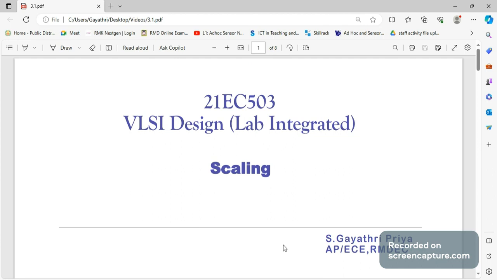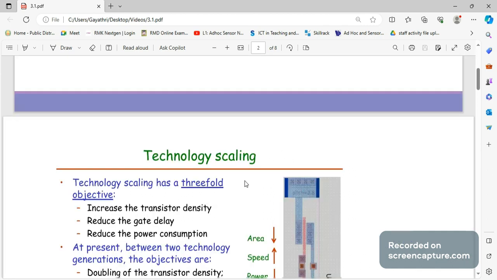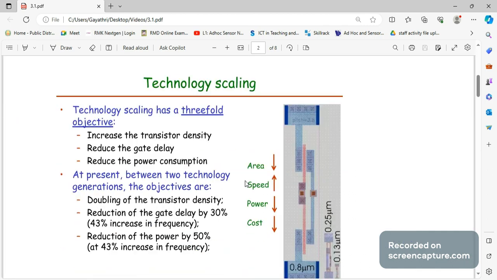In today's session, we are just going to discuss scaling, and how this scaling makes an impact in our CMOS technology. Okay. First, let us get into the technology scaling.